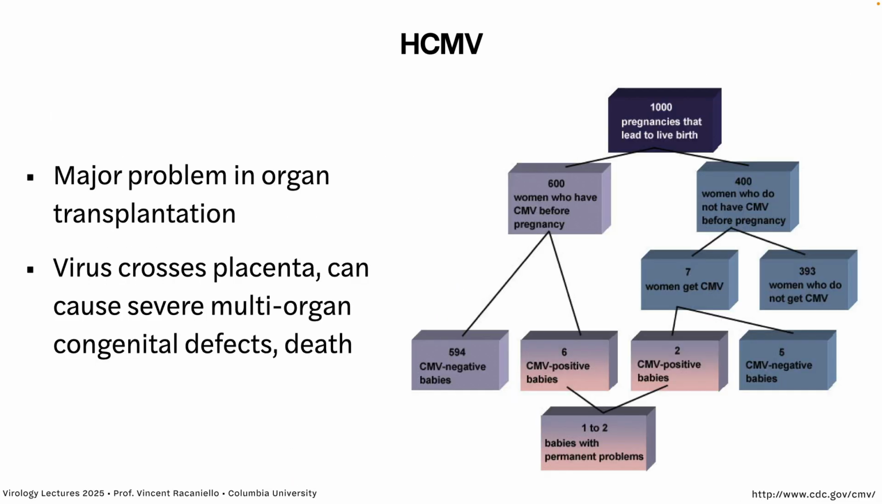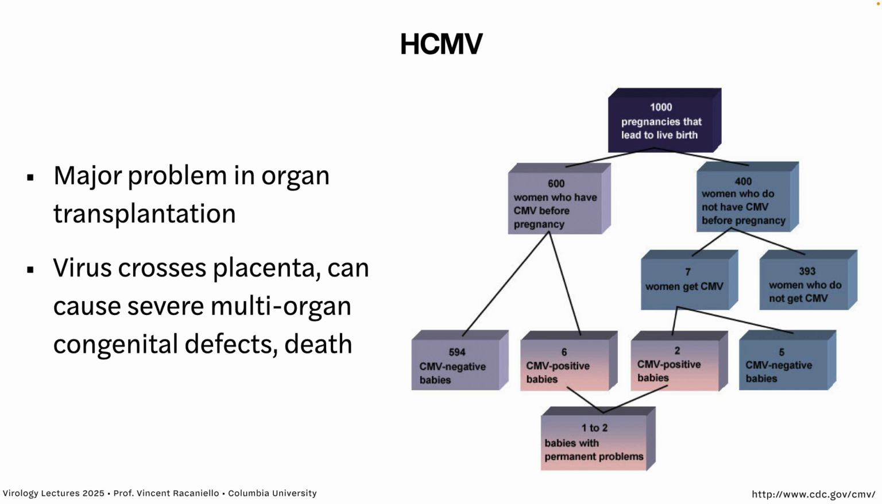CMV is a big problem in organ transplantation because to get an organ transplant, you need to be immunosuppressed, and that will start CMV replicating. A whole field of transplantation infectious diseases has emerged as transplantation becomes better and better, to treat these infections, because everybody has CMV. The assumption is it's going to replicate when you're immunosuppressed. The other problem is that the virus can cross the placenta, reproduce in the fetus, and cause congenital defects and death.